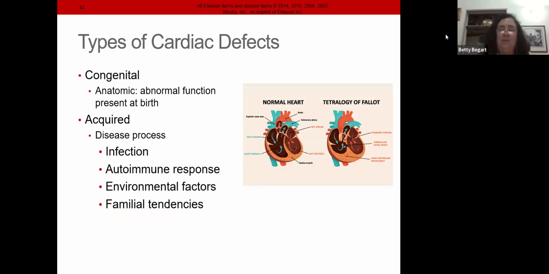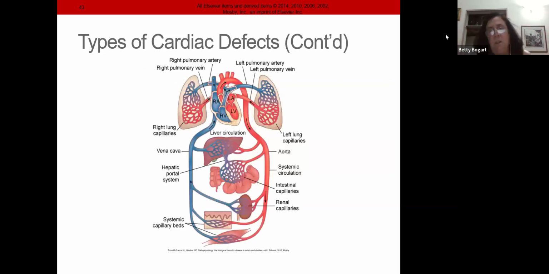If you knew what happened to a heart and what it had to go through, you would think more hearts were not formed correctly. Now, it can be acquired in time. An infection, usually viral infections, causes cardiomyopathy, or that heart getting big and floppy, all right? Autoimmune, well, what does lupus do? It attacks organs. Could be environmental, of course, or familial.